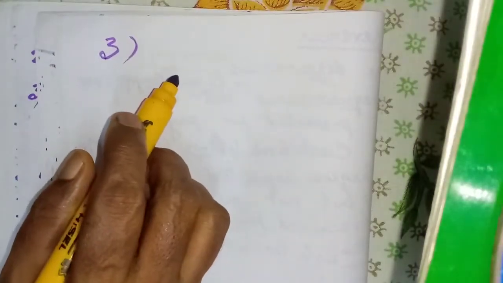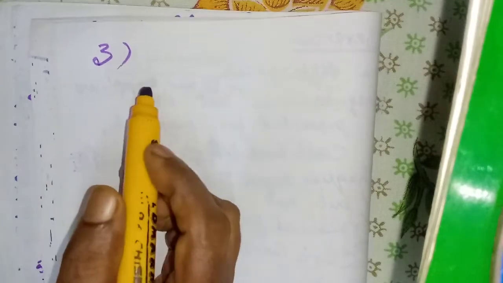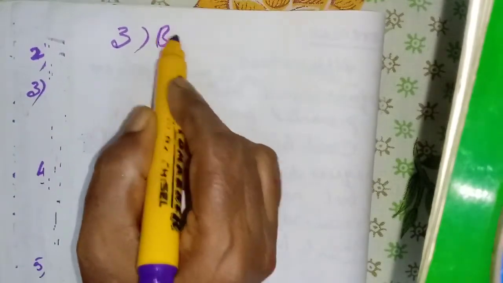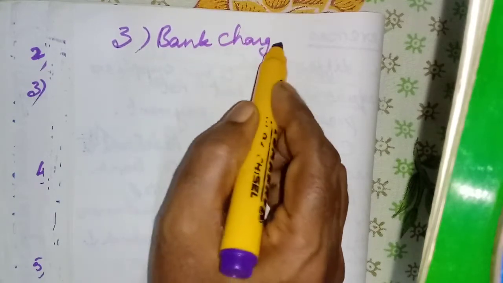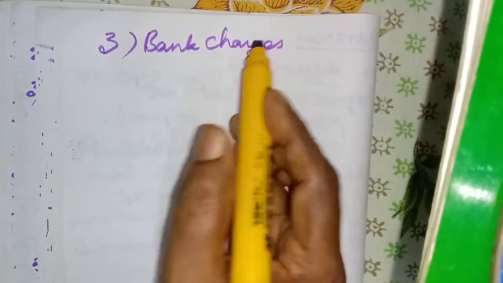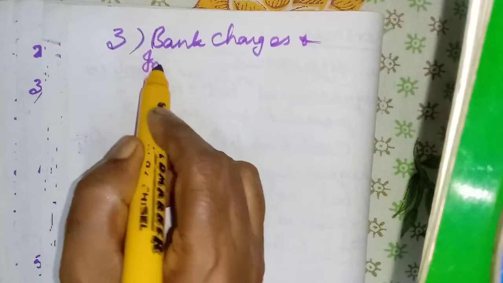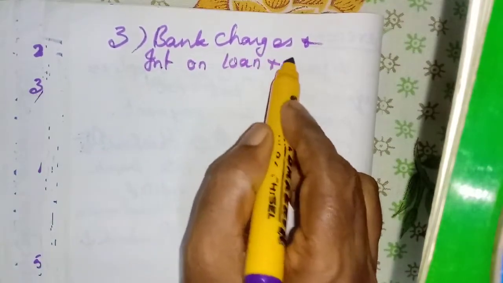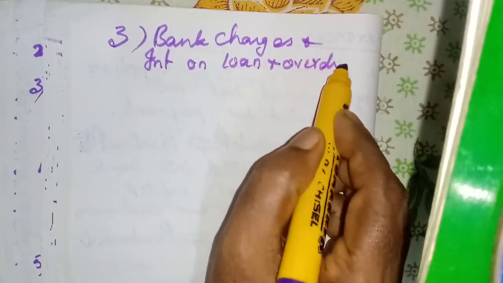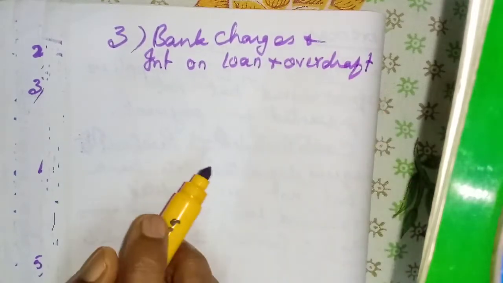The third reason, bank charges, the expenses. We know why the bank charges, and also interest on loan and overdraft. Interest on overdraft. Yesterday we learned what is bank overdraft.